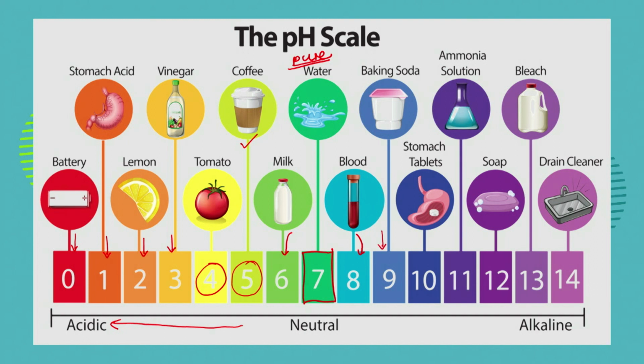Baking soda, which I told you is a safe alkaline for you to touch, is up at pH 9. So it's a weak base. Tablets that you might take called antacid tablets, they are medium bases. Ammonia solution and our soaps are becoming more alkaline. Bleach is a much stronger base, and drain cleaner has a pH of 14, meaning it is a very strong base.